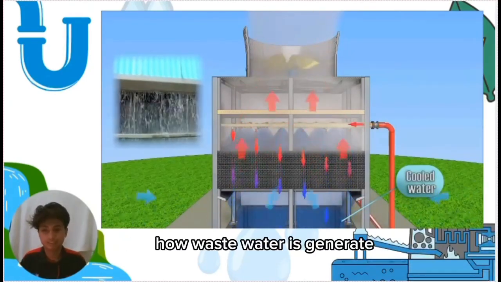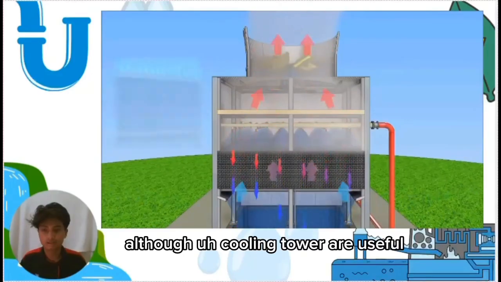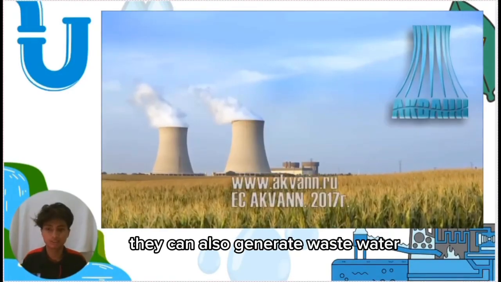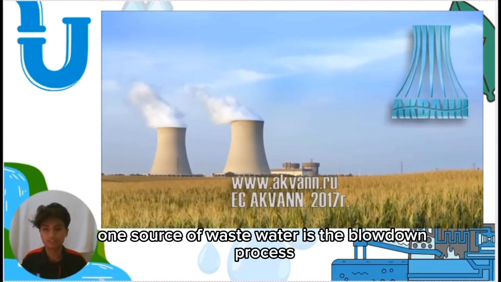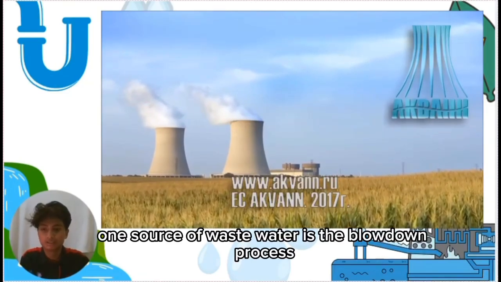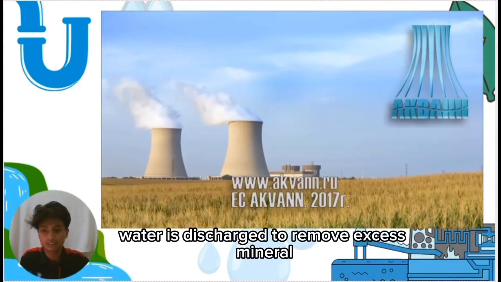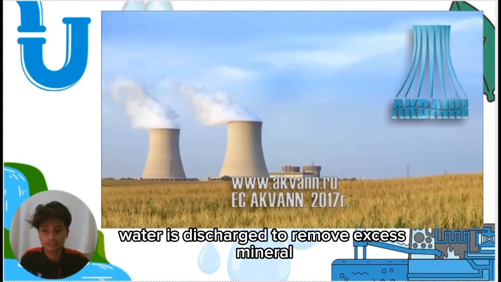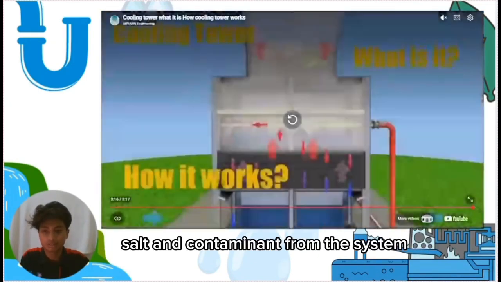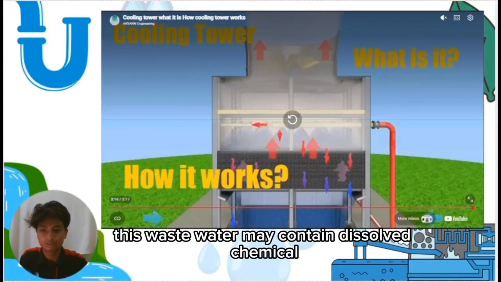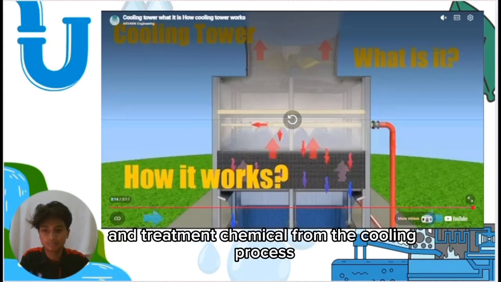How wastewater is generated. Although cooling tower are useful, they can also generate wastewater. One source of wastewater is the blowdown process. Blowdown happen when part of the cooling water is discharged to remove excess mineral, salt, and contaminant from the system. This wastewater may contain dissolved chemical, suspended solid, and treatment chemical from the cooling process.